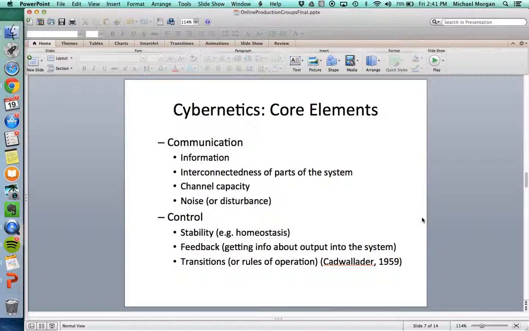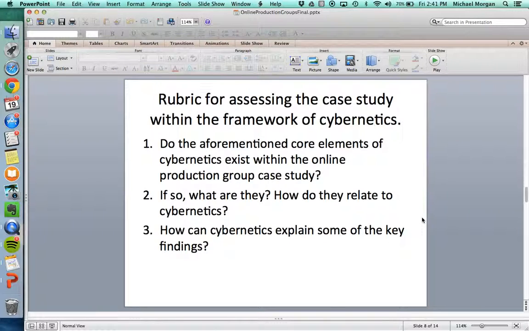I took each of these core elements and established a rubric for assessing the case study within the framework of cybernetics. Do these core elements I just mentioned within control and communication exist within the online production group case study? Are there familiar, relatable analogs within the case study that would fit within this framework? If so, what are they? How do they relate to cybernetics? What is some more detail around these particular aspects within the case? And how does cybernetics in general explain some of the key findings I mentioned earlier?